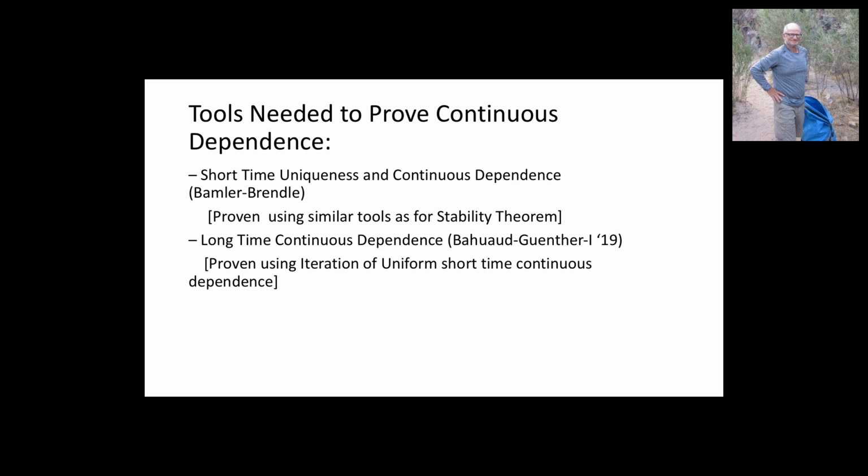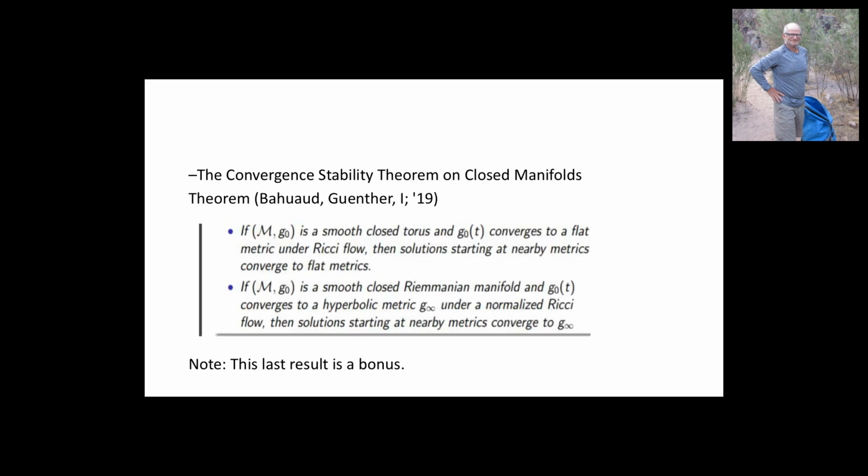To prove the long time continuous dependence, this is work again of Bahuaud, Guenther, and I. We use an iteration scheme where we show that on each of the intervals we have uniform short time continuous dependence. We just carry the iteration all the way as far as we need to get the continuous dependence for the long time that we need it. So combining the stability result with the continuous dependence is how we proved the convergent stability theorem for closed manifolds.